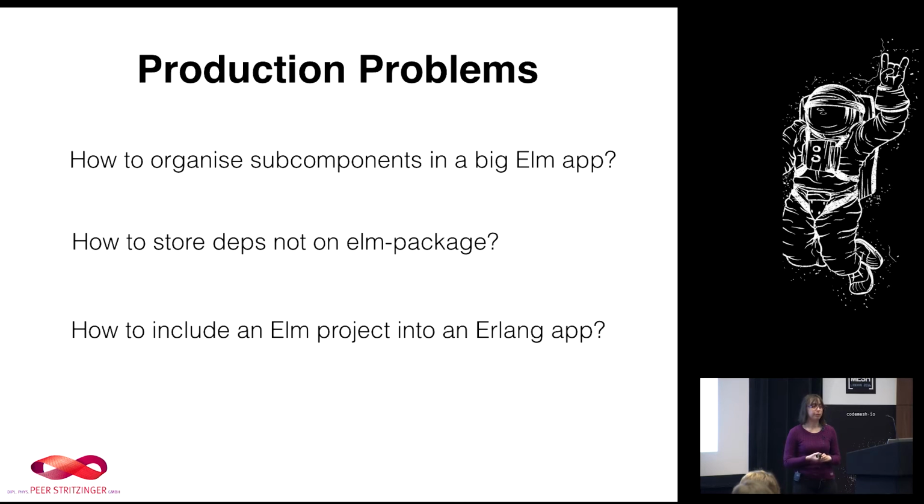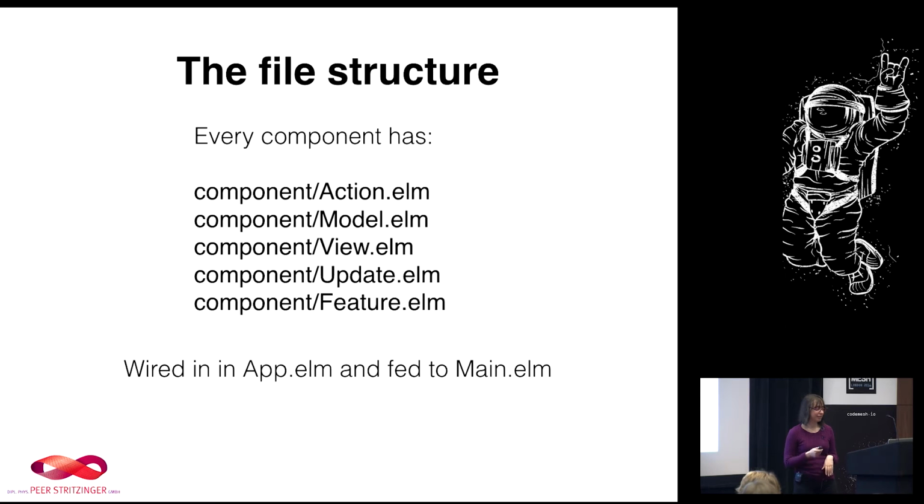There were a bunch of production problems getting Erlang working with Elm, which are not big problems, but it's probably interesting to look at them anyway. The main one is how to organize subcomponents in a big Elm app, and that is a big topic in itself, and I think it's still an odd one at the moment. And also how to store dependencies which cannot be on elm-package, because elm-package doesn't accept JavaScript files, so your libraries have to be completely in Elm. And also how to include Elm projects inside an Erlang app.